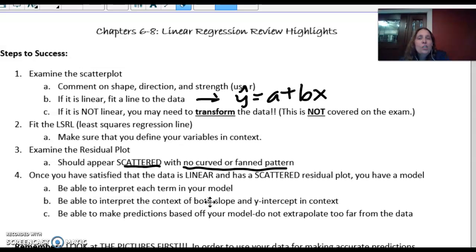Also, being able to make predictions based off of your model is very important and very useful, especially the stronger the relationship you have. But the thing you want to think about is make sure not to extrapolate too far from the data. Take a look at what your x values were in your data set. For example, if you knew what was true for x equals 10, 11, 12, 13, 14, and 15, that is where you can reasonably predict from.